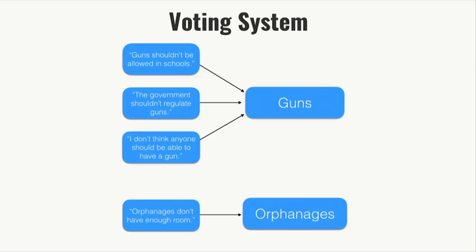Our method ensures that maybe some positive things about guns and maybe some negative things about guns will show up in the voting. And perhaps many responses include guns and only a few responses include orphanages. Our method ensures that orphanages, even if the community wasn't aware that this was an issue previously, would have an opportunity to be voted on by the users.